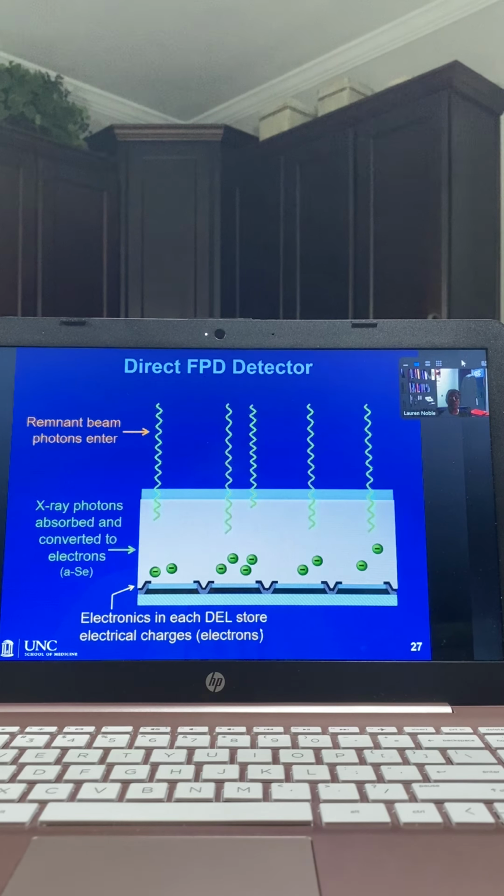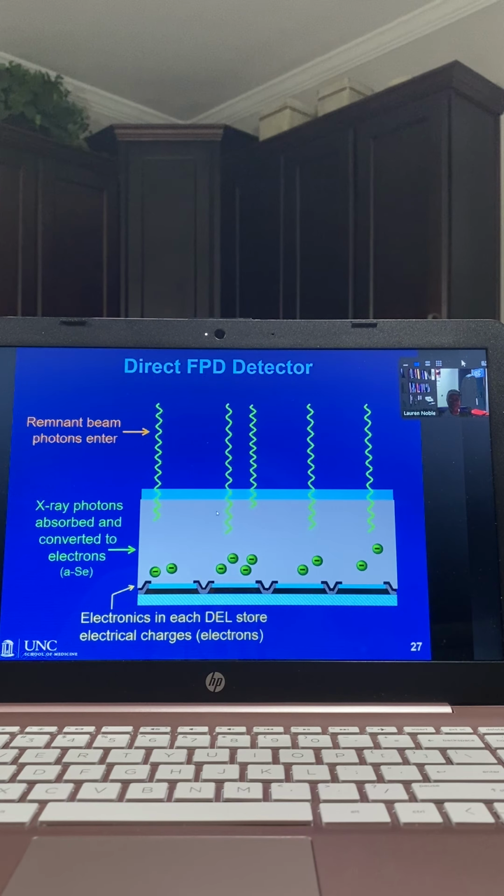And so when you look at it, and again, this is a significantly magnified image here just to show you what this looks like. We've got the remnant beam coming in. So, the X-rays leave the patient and they enter in, and we've got a protective layer and electrodes and all that, but we're not going to go into detail with that stuff. What we're concerned with here is once the X-rays make it in to this active layer.